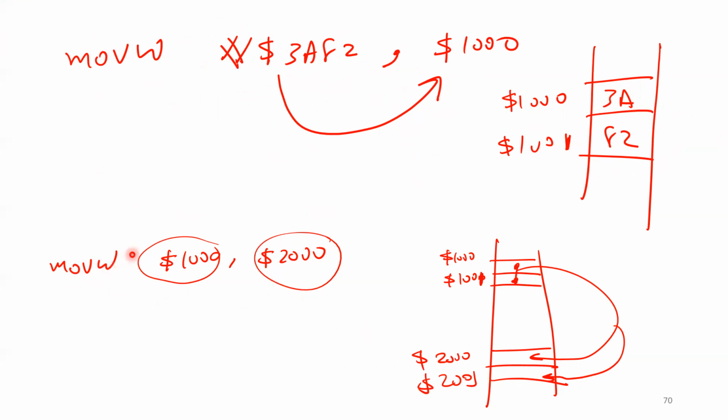Let's have another example. When I say move forward 1,000 and 2,000, again, what should come after move should be two operands. So this is one operand and this is one operand. This instruction copies a word from this memory location to that memory location. So I'm going to copy these 2 bytes, 1,000 and the next one, 1,001, to 2,000 and 2,001. Is that okay? Because this instruction is going to copy a word, move forward.